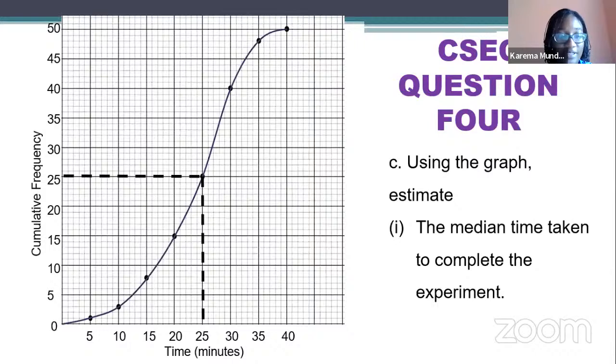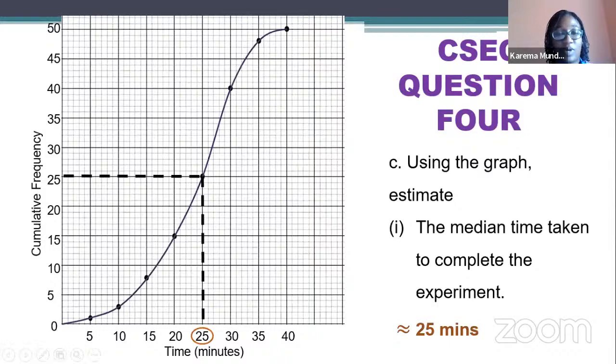Notice though, it's going to circle it, so you see exactly which 25 we are reading from. So we found the 25th, halfway between the 25th and the 26th location from the cumulative frequency. We did our dotted line coming right to the curve, and then we read off the value from the time. Notice it said the median time taken. So my answer must be in terms of time, which in this case is minutes.